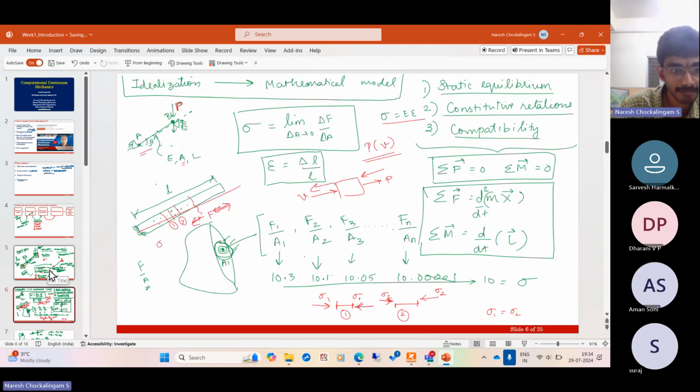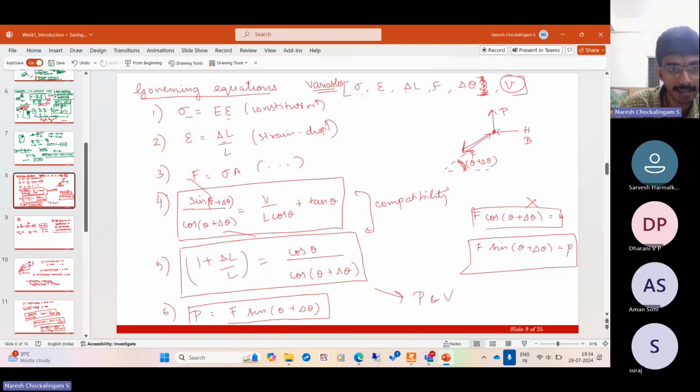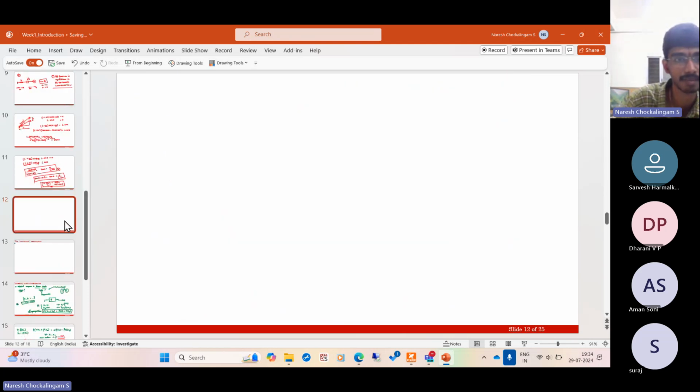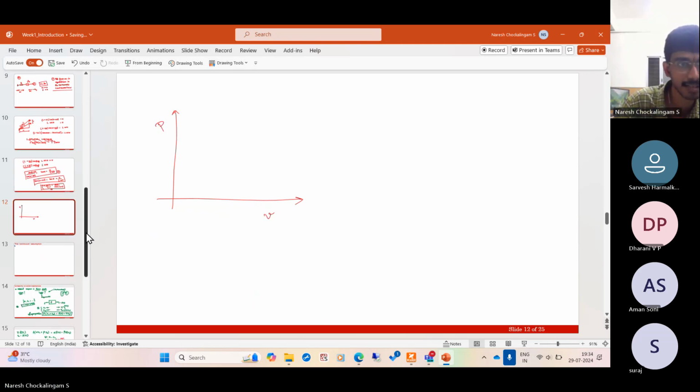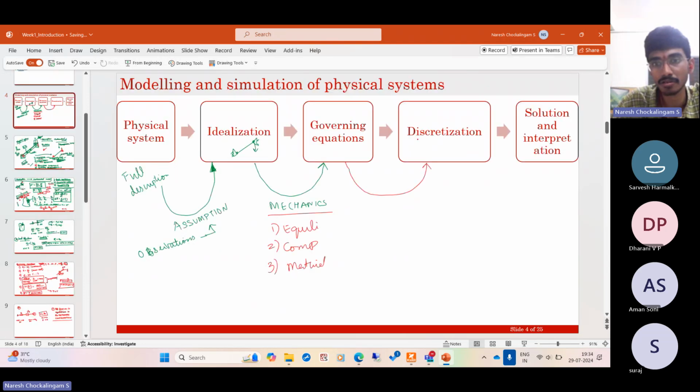So I'm pausing here just because this algebra will anyway come up in a later class. So we'll actually plot V versus P for a nonlinear spring, right? We'll do this. We'll actually solve this. But before that, let us get the flowchart completed. Okay. So from governing equations to discretization.